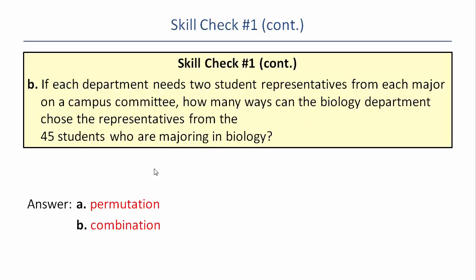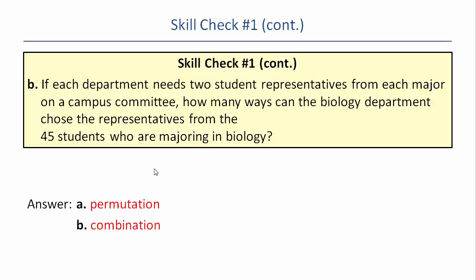If each department needs 2 student representatives from each major on a campus committee, how many ways can the biology department choose representatives from the 45 students who are majoring in biology? Can you see that that's a combination? Because we're now just choosing 2 student representatives and throwing them on a committee. So if you choose Bob and then you choose Jane, isn't that the same thing as first choosing Jane and then choosing Bob? The same 2 people are going to be on the committee. It doesn't matter in what order you chose them. So therefore, it's a combination.